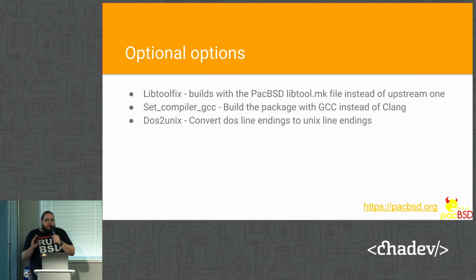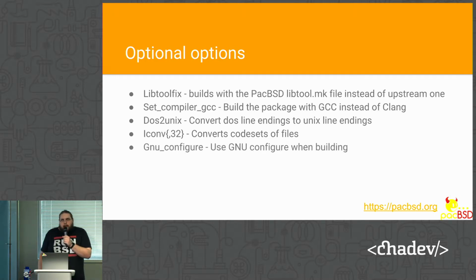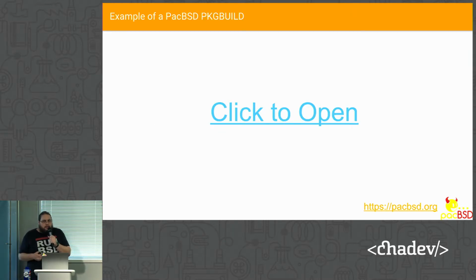We have an option to convert DOS line endings to Unix line endings. Some files actually use DOS line endings for whatever reason. We have an iconv option, which is able to convert code sets, so it's able to do character encoding changes. So if a file is in UTF-16, we're able to convert it to UTF-8 or Latin 1 just by setting this flag. And then, of course, the GNU configure, which will tell it to use the GNU configure instead of the BSD.